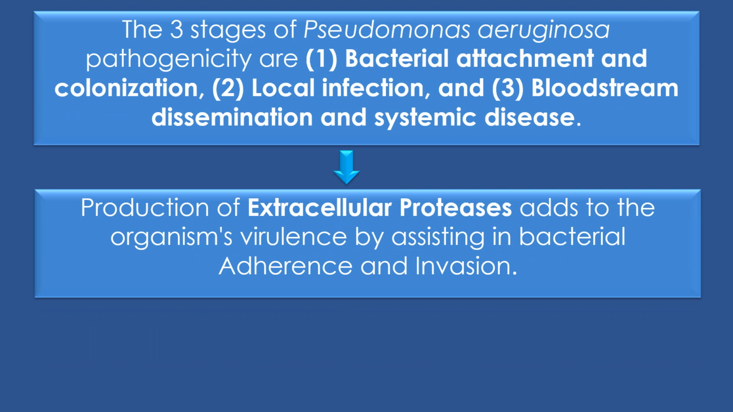Pseudomonas aeruginosa is both invasive and toxigenic. The three stages of Pseudomonas aeruginosa pathogenicity are bacterial attachment and colonization, local infection, and bloodstream dissemination and systemic disease. The importance of colonization and adherence is most evident when studied in the context of respiratory tract infection in patients with cystic fibrosis and in those that complicate mechanical ventilation. Production of extracellular proteases adds to the organism's virulence by assisting in bacterial adherence and invasion.